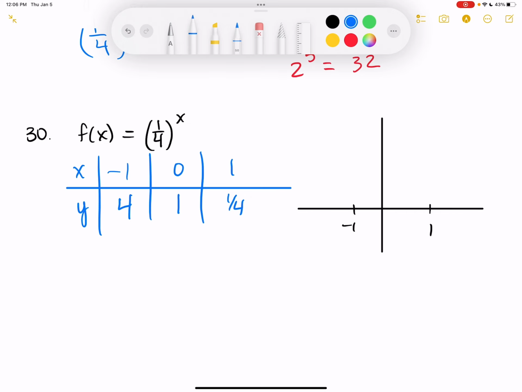So -1. Oh, I guess I should put these lines on there. 1, 2, 3, 4. All right, so at -1, y is 4. At 0, it's 1. At 1, it's 1/4. And remember, from what we said earlier, there's an asymptote at the x-axis, so our graph cannot cross that. So it just goes down and across. Cool.